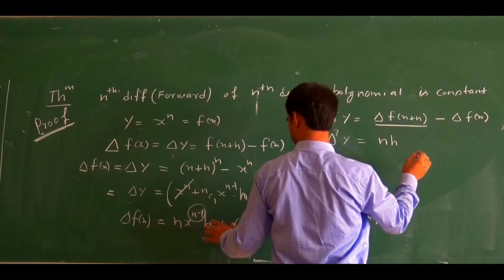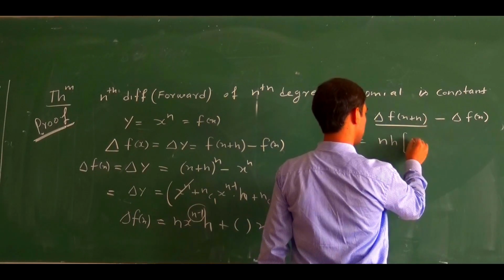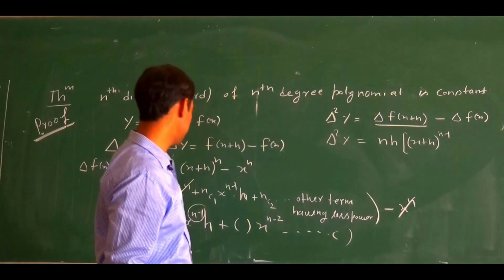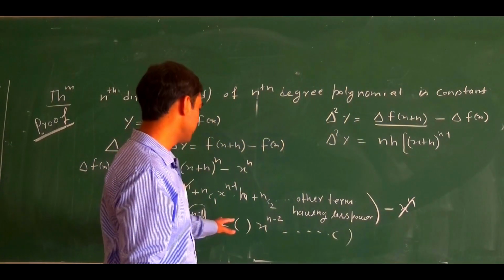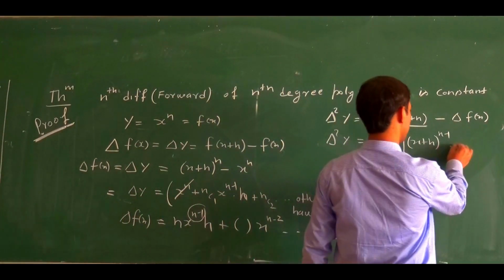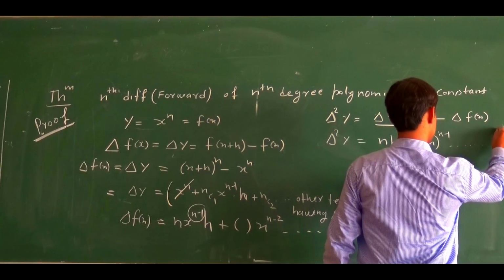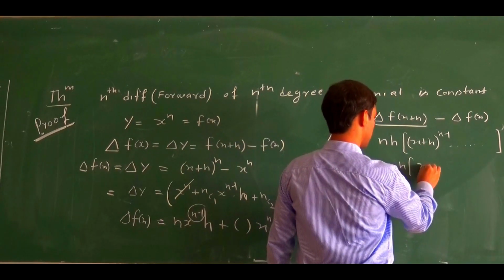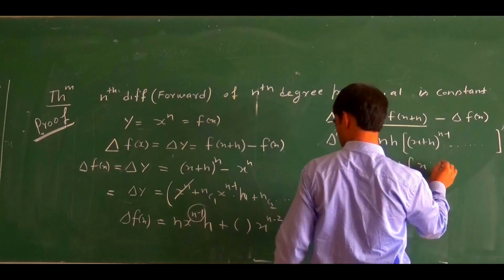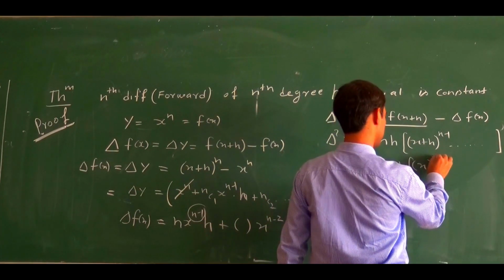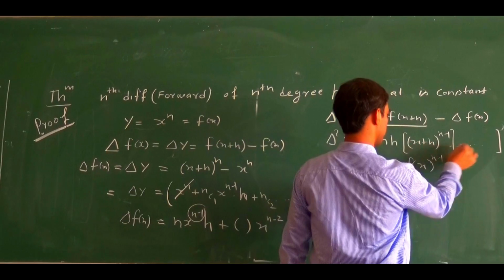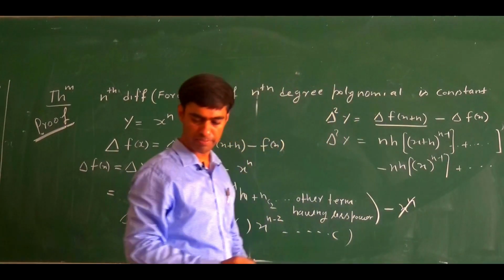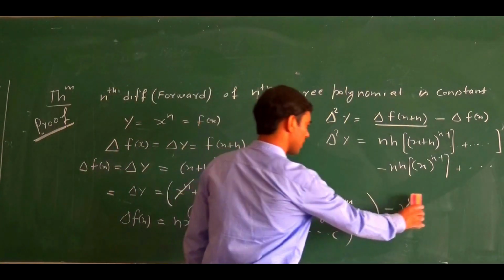If we write the first term only, this one is (x plus h) to the power n minus 1. Similarly, we write the second term, third term and so on, but here we only consider the first term. Minus nh x to the power n minus 1. This is the first term, similarly second term and so on. We only consider the first term and ignore all other terms.